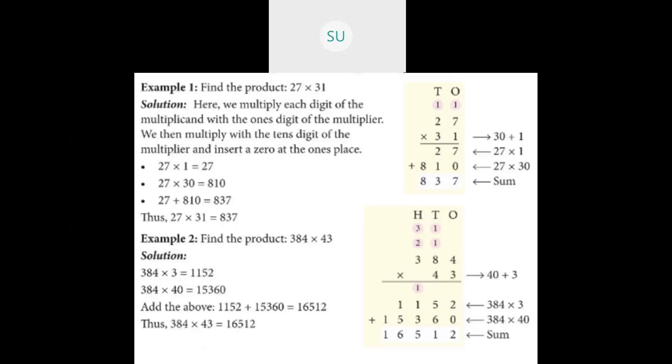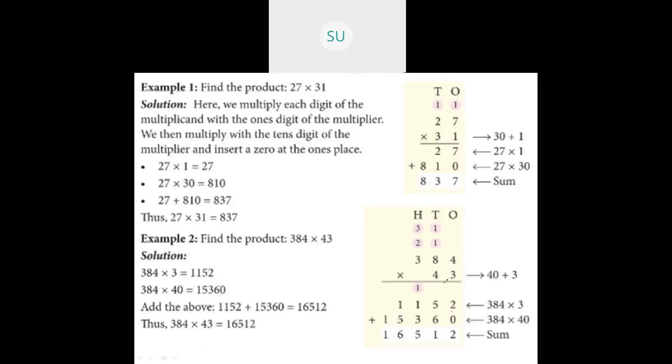So you all are perfect in how to do it. Now, find the product of 384 into 43. First of all, we'll write it like this in the table. 384 into 43. First we'll multiply 384 with the ones place in 43, which is 3. So 3 fours is 12, so you write 2, carry over 1. And then 3 eights are 24, 24 plus 1 is 25, so we'll write 5 and carry over 2. Then 3 threes are 9, 9 plus 2 is 11, so we have 1152.